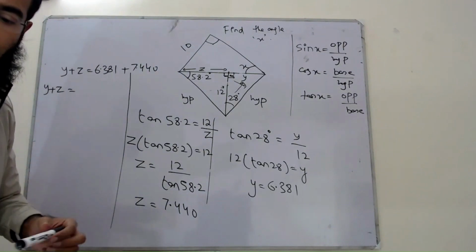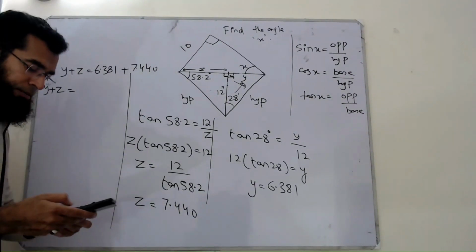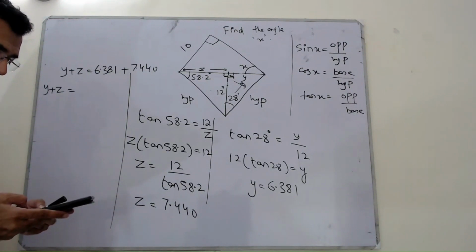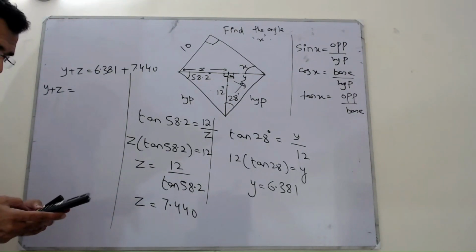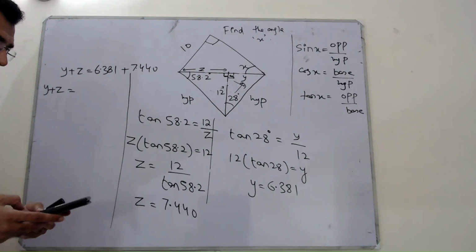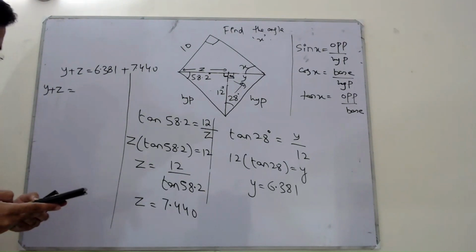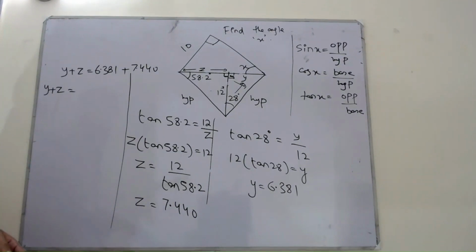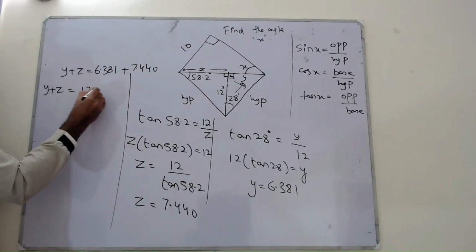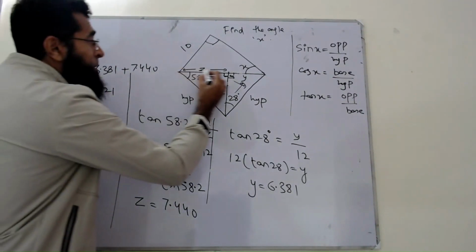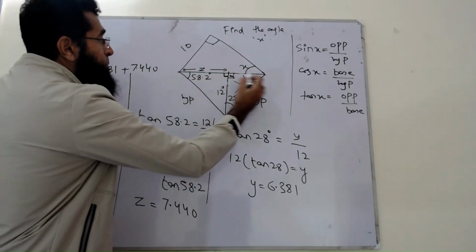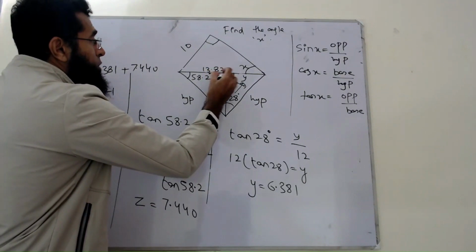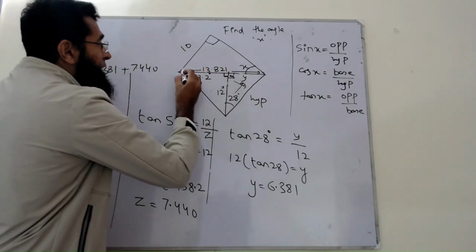Again we need the calculator. Quickly we write 6.381 plus 7.440. Right? So the answer is 13.821. So beta, this is your complete length, 13.821. I'll erase this and write 13.821. This is your complete length.